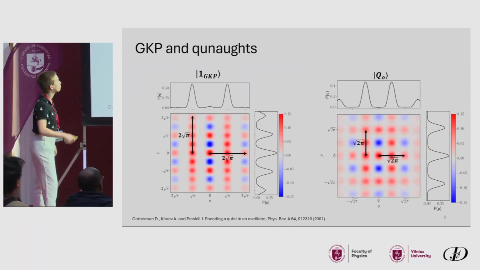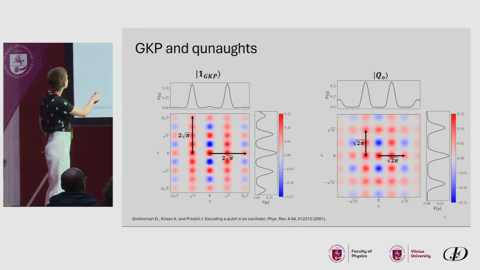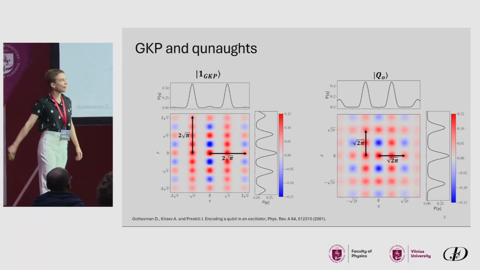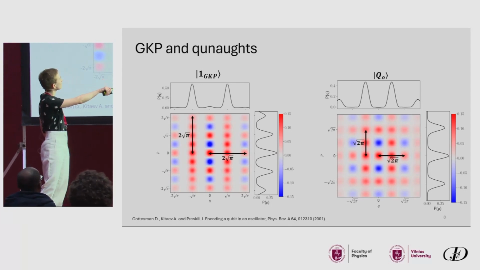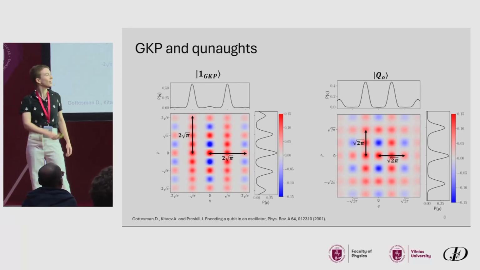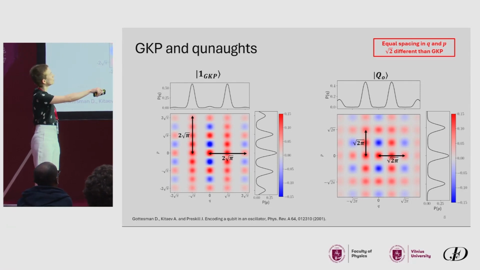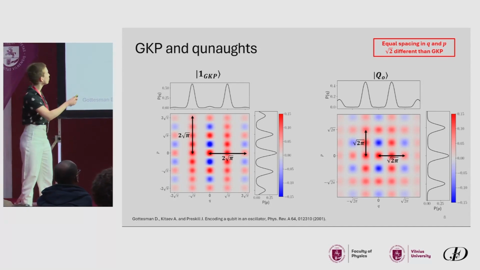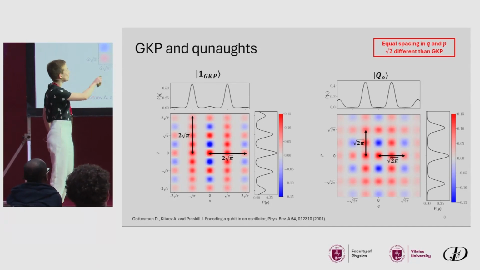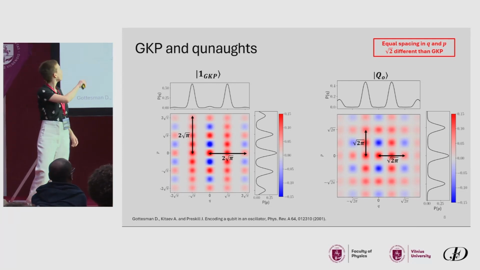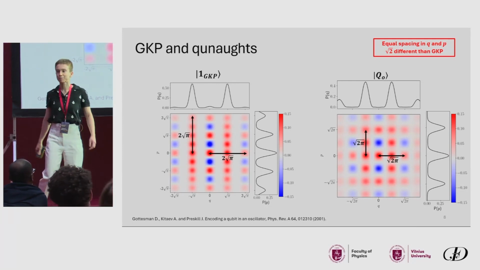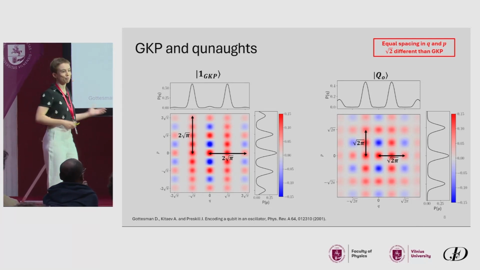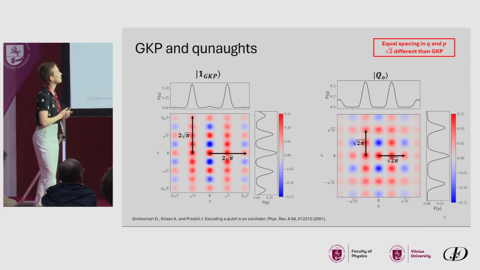Now, how does all of this look like? Still in simulations. Here you have the GKP state, periodic by 2 root pi. And here you have the qunaught state, periodic by root 2 pi, with equal spacing between the peaks in position and momentum. So now here I want to emphasize that this GKP state is root 2 larger than this qunaught state. And this root 2 scaling is going to be essential for the rest of the talk, so please try to keep it in mind.